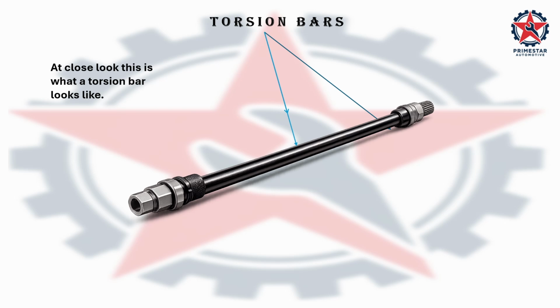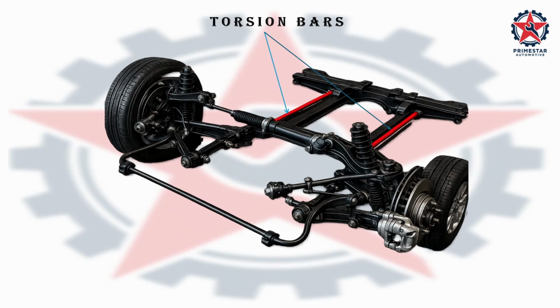At closer look, this is what the torsion bar looks like. Torsion bars are usually mounted under the front of the vehicle, running lengthways along the chassis. One end is connected to the lower control arm, while the other end is securely attached to the chassis through an adjustment mount. We will go into great detail on this in our future lessons.